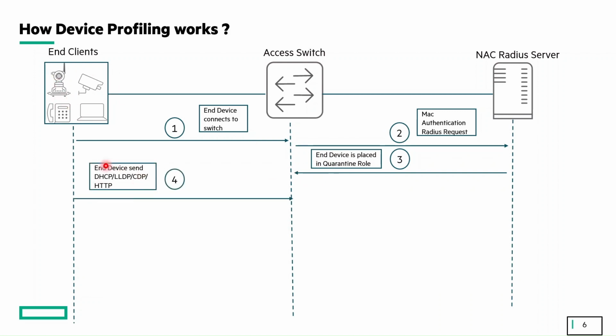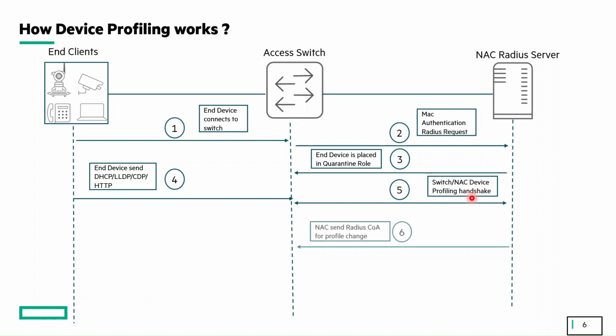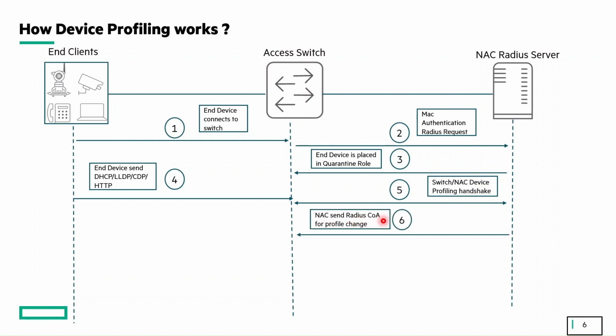Again, when the end device sends any packet like DHCP, LLDP, CDP or HTTP, those packets help in device profiling between the access switch and the NAC. Based on the device profiling protocol type, the device profiling handshake will happen between the access switch and the NAC. Now the NAC will know what type of end device it is. After that, the NAC will immediately send the RADIUS change of authorization message for the profile change. Only then can the endclients be correctly placed in the device specific role.